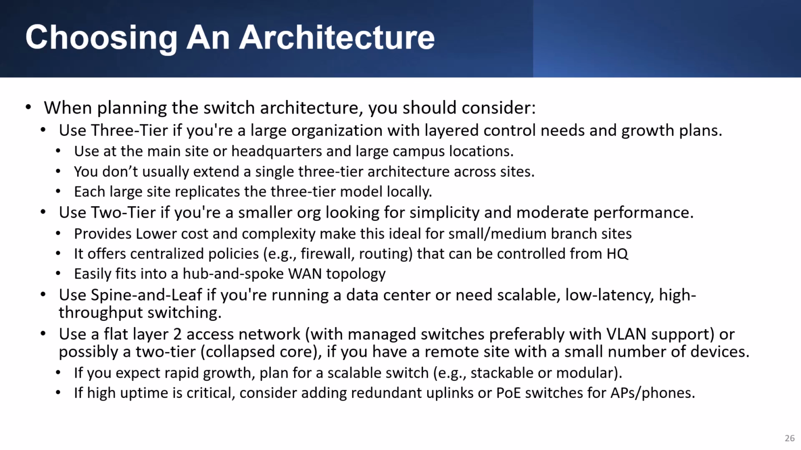Use a flat layer 2 access network with managed switches, preferably with VLAN support, or possibly a two-tier collapsed core, if you have a remote site with a small number of devices. If you expect rapid growth, plan for scalable or modular switches. If high uptime is critical, consider adding redundant uplinks or PoE switches for APs and phones.